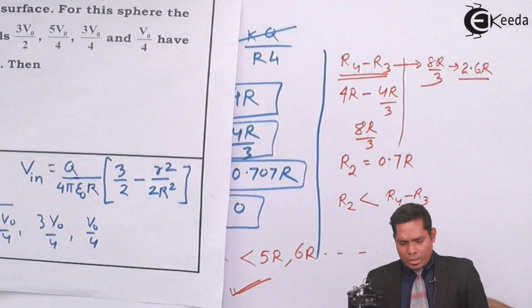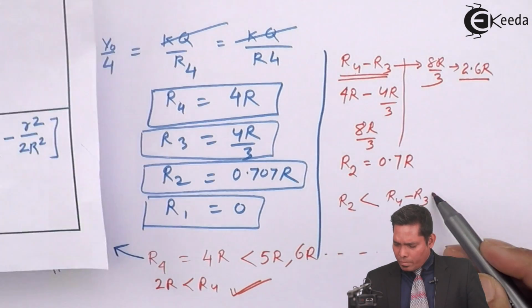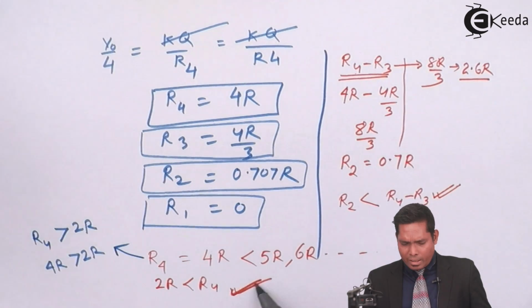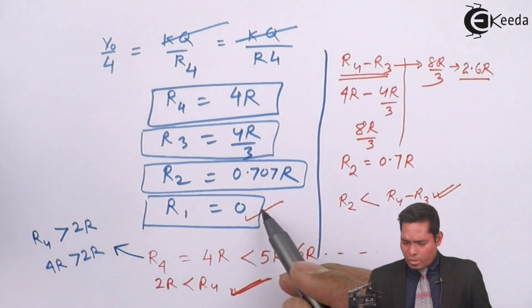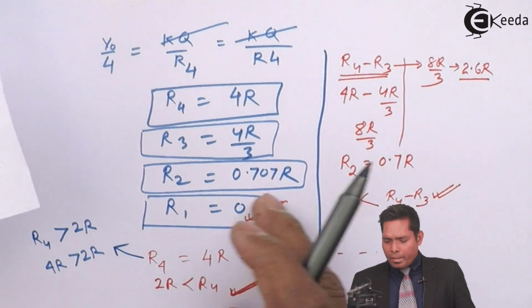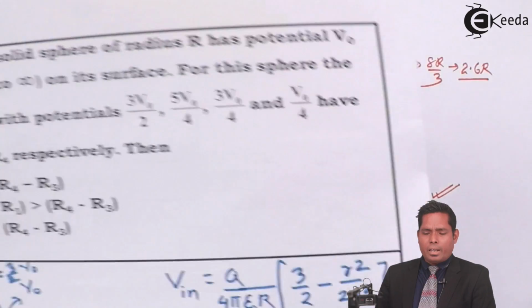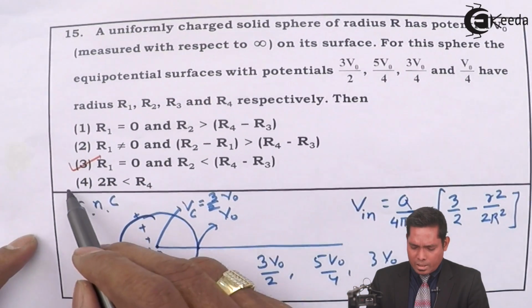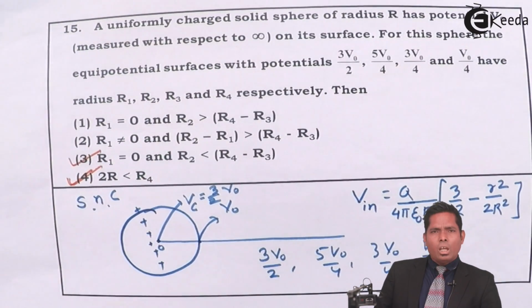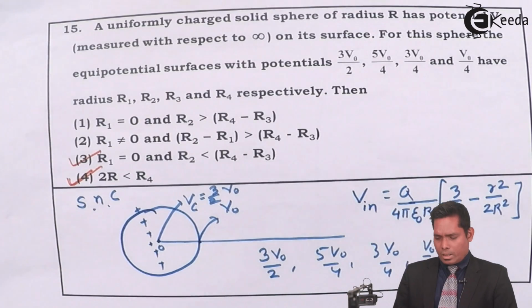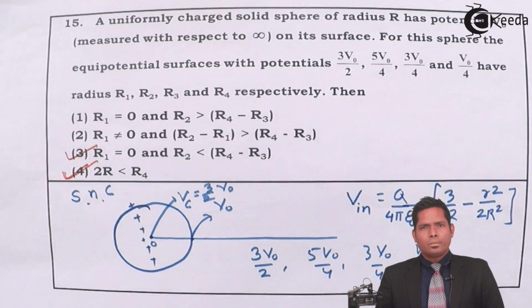So we have relations, this one is correct, this one is correct, and R1 is 0 is also correct. So if I include all those answers, then this is correct and this is correct. So options 3 and 4 both are correct. Okay, thank you.